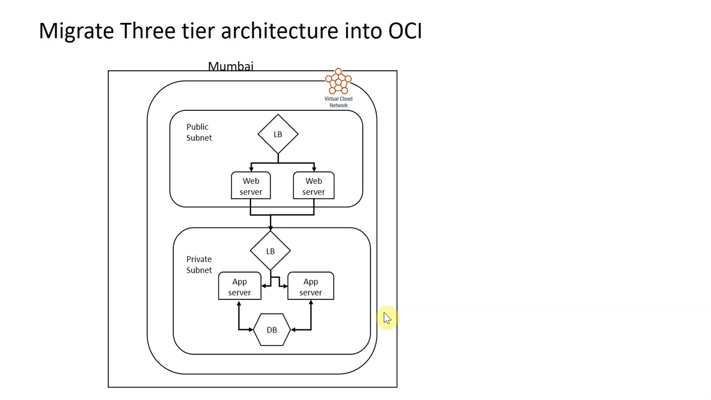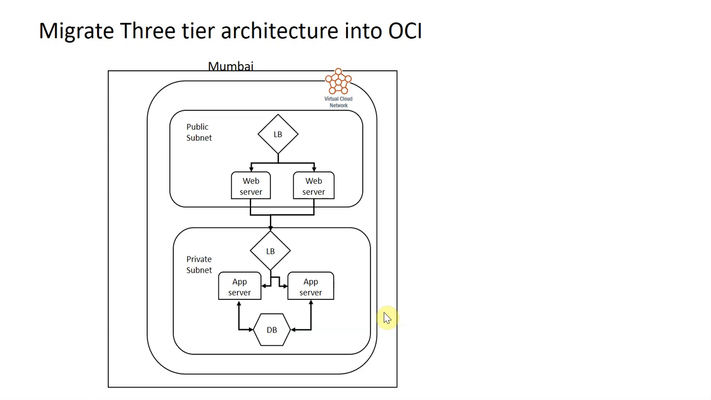Here we have considered two web servers, considering the load will be a bit high when we move to the cloud. When we have multiple web servers, we need to have a load balancer attached. In the private subnet we also have two app servers, and both app servers connect to the database. Okay, so it's a simple architecture. Now we can say we have migrated our three-tier architecture into OCI.